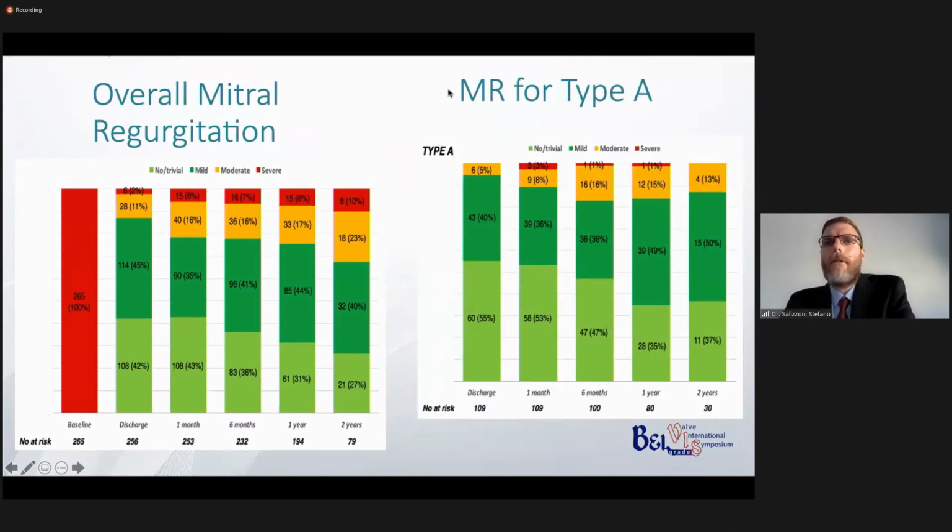So if we just see the type A patients, you can see that after 2 years we have just 13% of moderate, not severe, and 87% of mild to trivial regurgitation. So these are good results, quite superimposable to standard surgery.